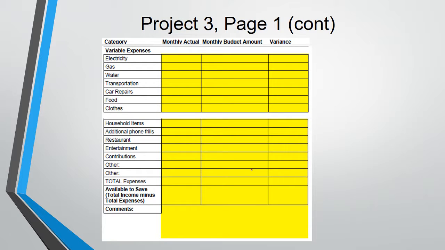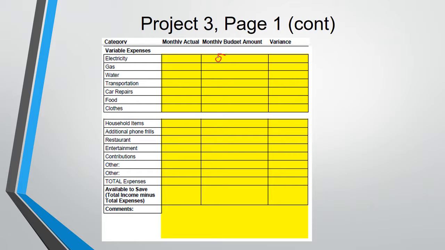The next part is your variable expenses. Your variable expenses change from month to month depending on your usage. For me, let's say electricity. We live in Arizona, so every month it might be a little bit different. Summer is going to be like 5 times as much as the winter. So every month I like to budget just in case, better safe.